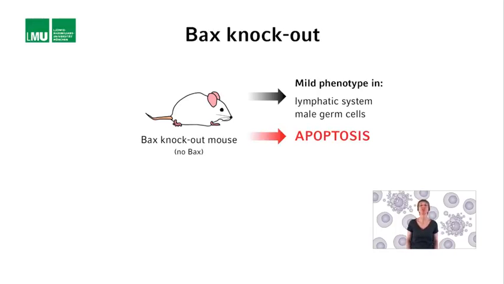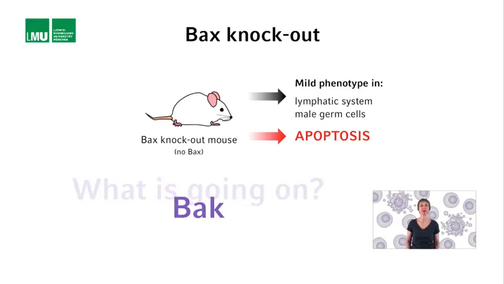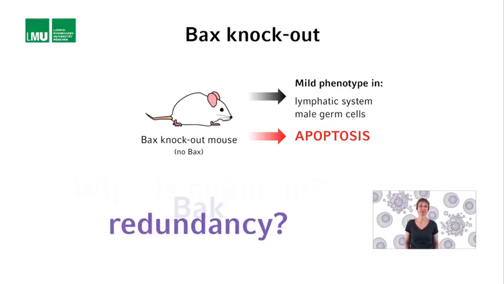This rather disappointing phenotype was published in 1995, 2 years after Bax had been identified. What had not been identified when the Bax knockout was made was BAK, the second effector. BAK was published in 1995 and knocked out in 2000. The BAK knockout mice also had almost no phenotype. Could Bax and BAK have redundant functions?